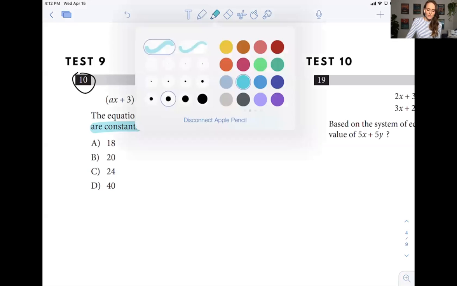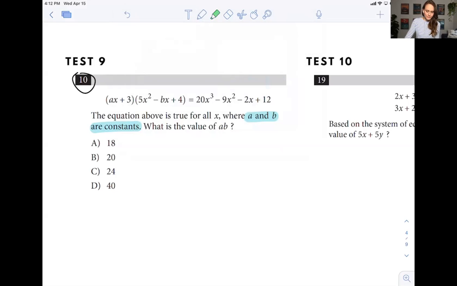So if I want to figure out what is A, right? I could see that AX times 5x squared would give me 5ax cubed. And that's going to be the only term when I'm multiplying out the left-hand side that would give me an x cubed. So I can set that equal to this 20x cubed. My x cubes cancel, and I get 5a equals 20. So a equals 4. I'm done solving for a after I do that.